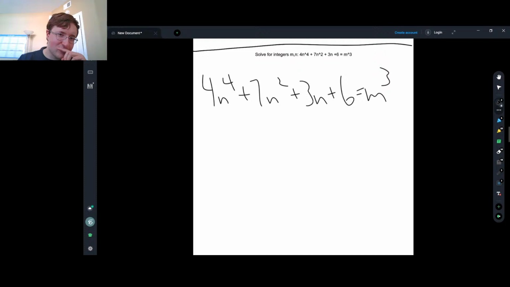So I want the left side to be a cube. Well, okay, maybe I should start by trying to find some solutions. So if n is 0, I get 6, which is not a cube. If n is 1, I get 11, no, that's not going to be a cube. Okay, -1, I get 4 plus 7, it's 11. Maybe I won't ever get a cube.